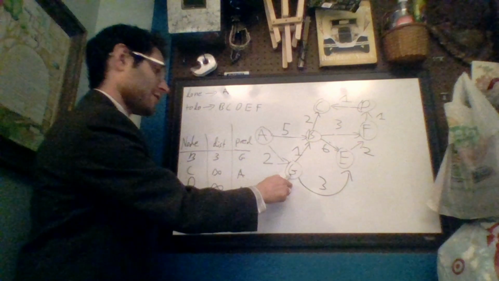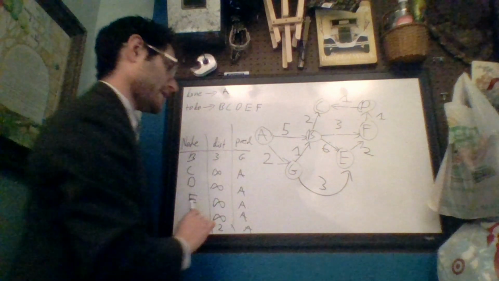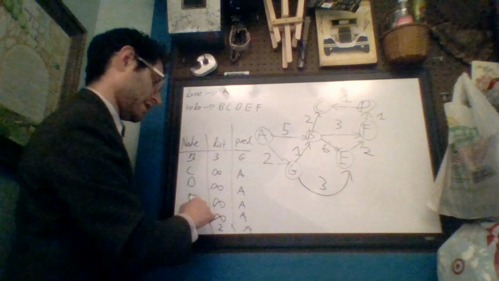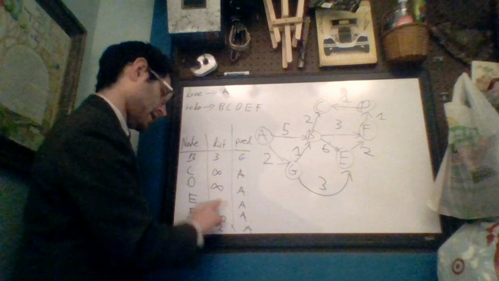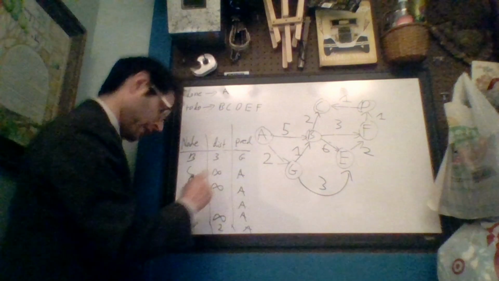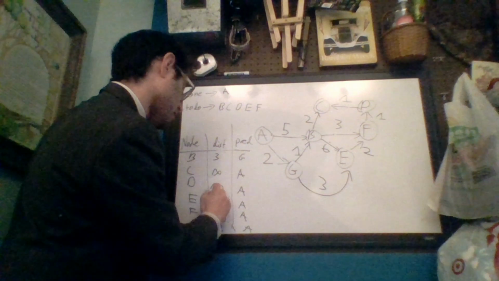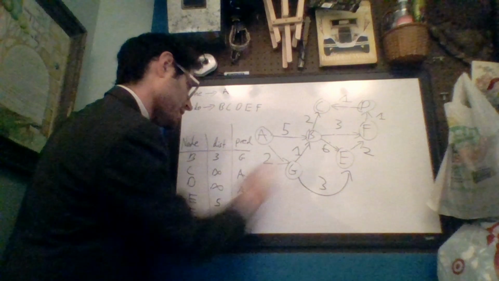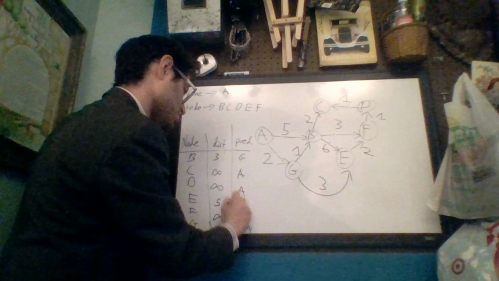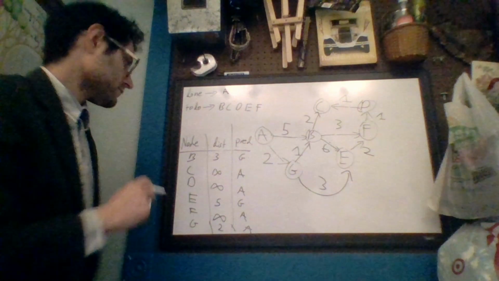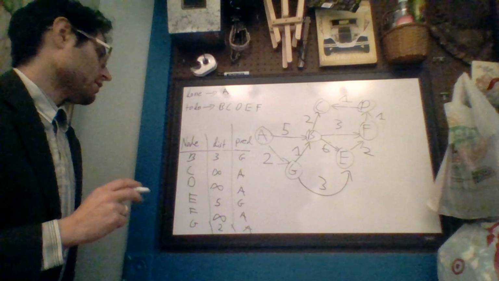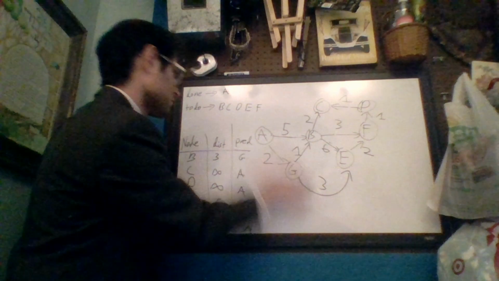Let's look at this other edge over here. G to E is 3. So that would be 2 plus 3, which is 5, and last I checked that's cheaper than infinity. So I'm going to put down 5 here, and I'm going to put down that we can get to E from G. Okay, so we're done here.